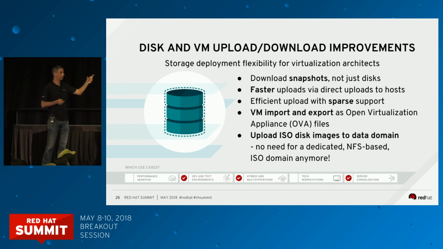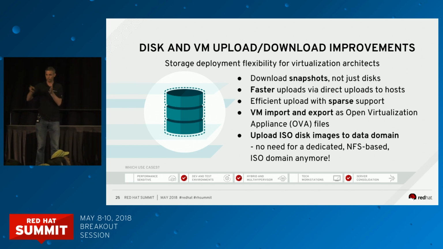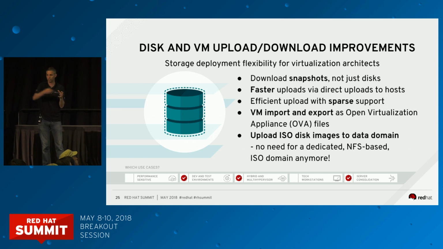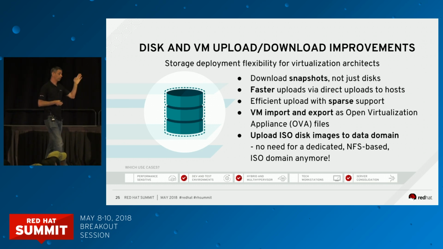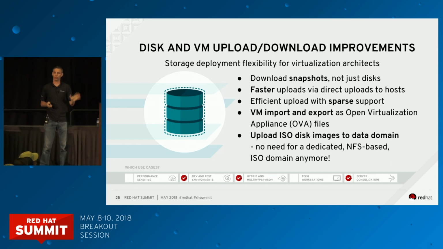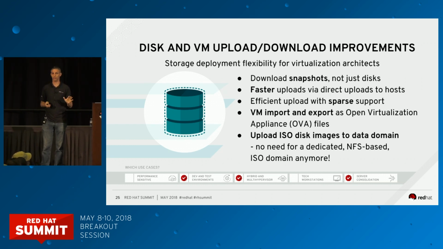We will support sparse, so if you have holes in your images, they will not only pass zeros along the line, but actually efficiently pass along just, okay, that's sparse, continue from the next data block. Last but not least, we do not need the ISO data domain on NFS anymore.